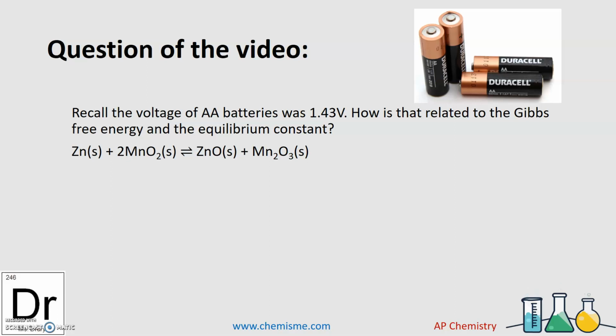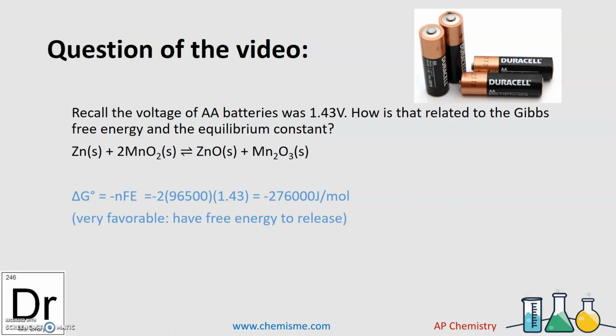So back to the question in the video, recall the voltage of AA batteries is 1.43 volts. How is it related to Gibbs and equilibrium constants? Well, we can put it into our calculation. We remember from the previous video, we knew 2 electrons were moved from the zinc 0 to the zinc plus 2. Always 96,500, and the voltage was 1.43 volts as stated in the question. This gave us a negative 2,760,000 joules per mole. Definitely spontaneous for Gibbs, right? A very favorable energy to release.